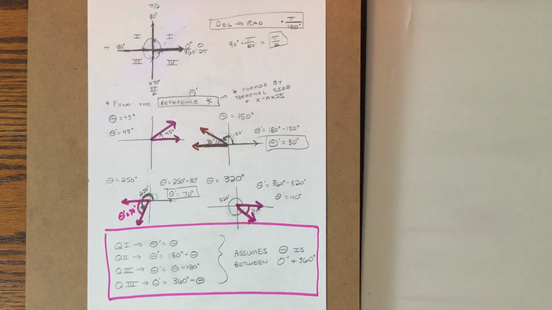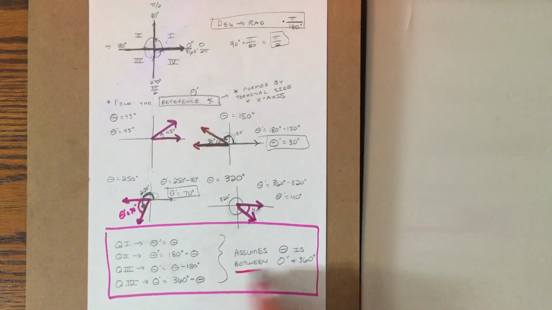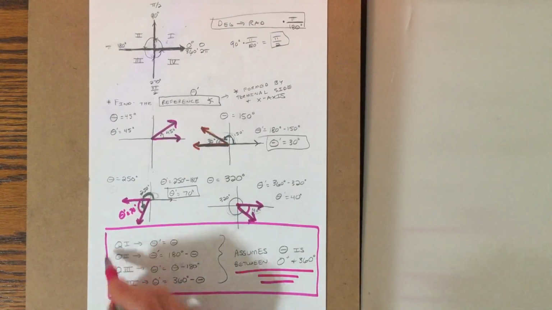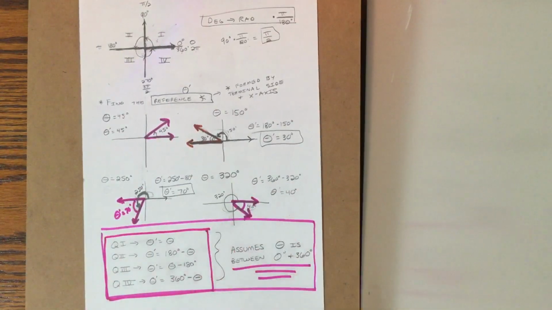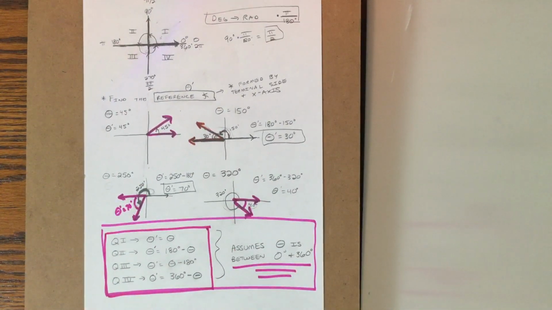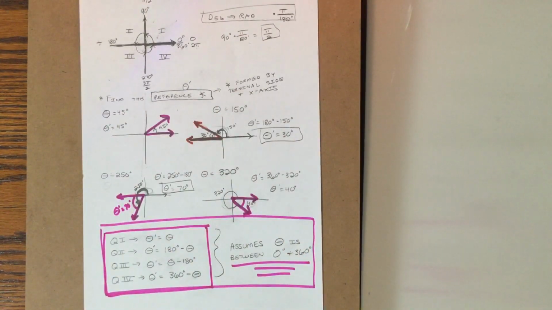All right, so if the angle that we are given is between 0 and 360, we can use the following rules, all right, by the quadrants, okay? So we can utilize these formulas, which is basically what we did up here. So if theta is between 0 and 360 degrees, these are the rules you can use to find the reference angles.